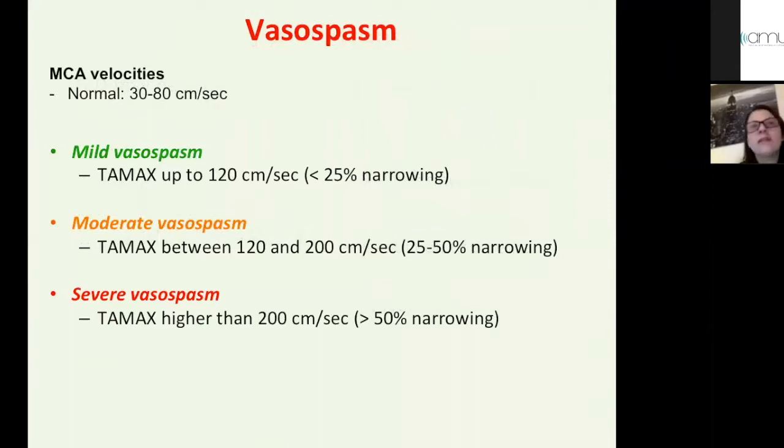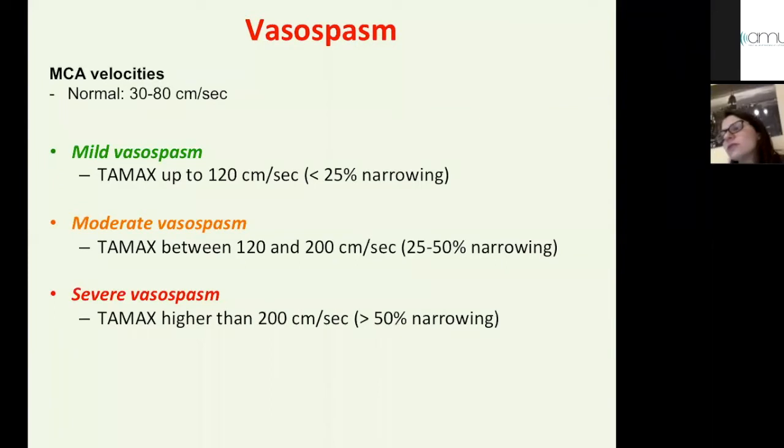I'm not sure if you are all neurointensivists, so I'm sorry if I tell you things that you already know. After subarachnoid hemorrhage, vasospasm happens in 30% of the patients, and it's related to a narrowing of the main cerebral vessels. So you will understand very easily that the velocity in the middle cerebral arteries and in the other vessels of the circle of Willis will be impaired. And what happens when you have a narrowing of the vessels? The velocity increases. So if the normal velocity of the MCA is between 30 and 80 centimeters per second, it will increase during vasospasm.